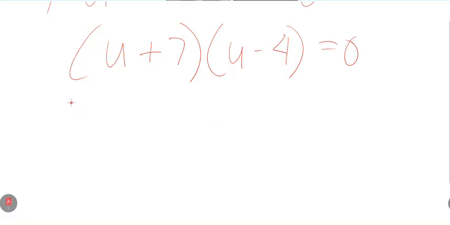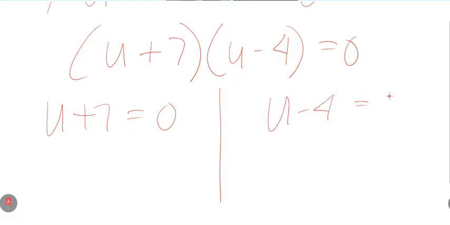So that's going to give us u plus 7 equals 0, and the next one is u minus 4 equals 0. So that's going to give us u is equal to negative 7, and the other would be u is equal to positive 4. So that is how we are able to solve and get the answer for this one.